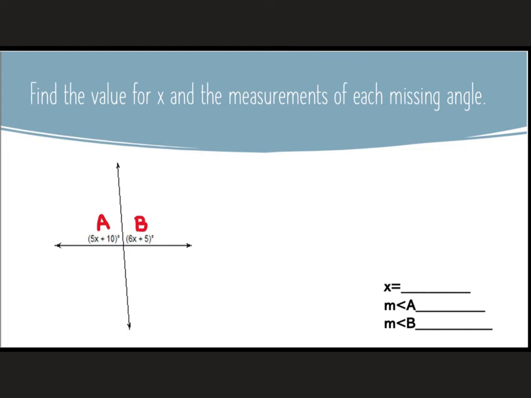So take a look at the two angles that we have. Here's angle A, here's angle B. Notice they create a straight line, which means both of those angles added together will equal 180 degrees. We can use that to set up an equation and solve for x. So angle A, 5x plus 10, plus angle B, which is 6x plus 5, both of those angles added together should equal 180.